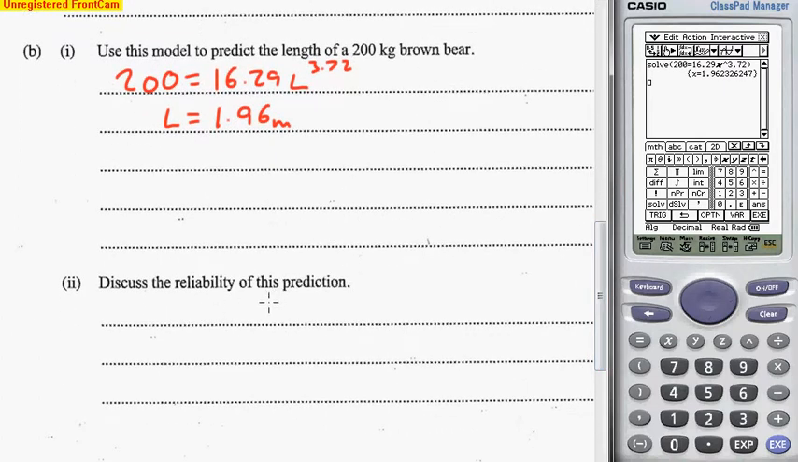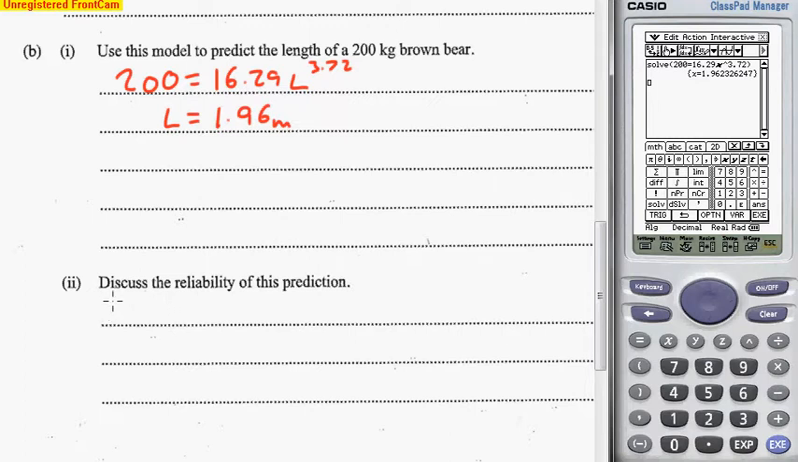Your prediction in general will be unreliable if one of your predicted values is outside the data range. So in this case, both the 200 and the 1.96 meters are outside the data range, but it would only have taken one of them for this to be unreliable.